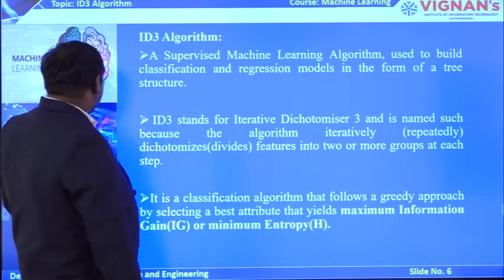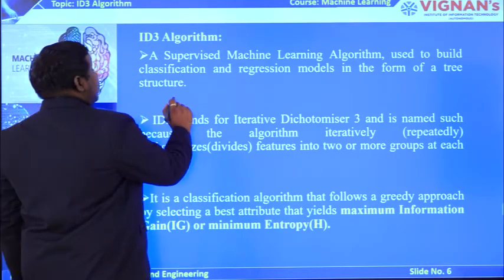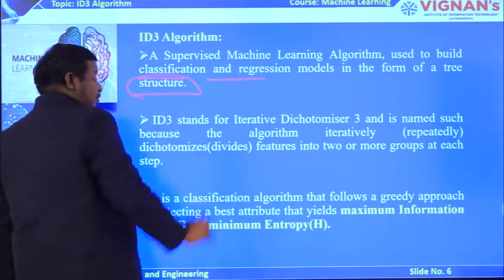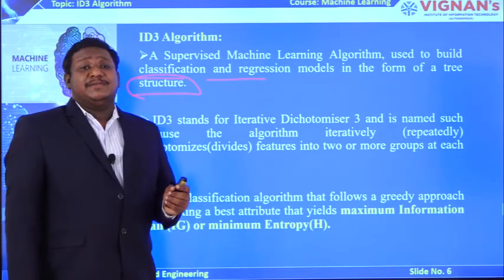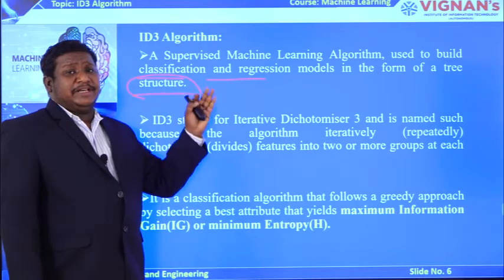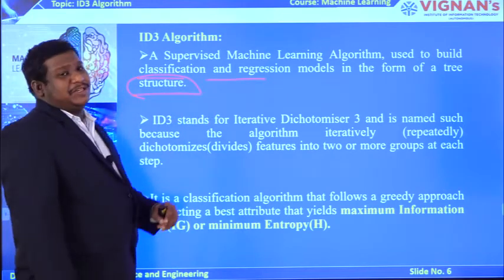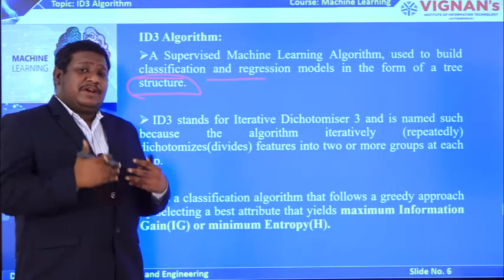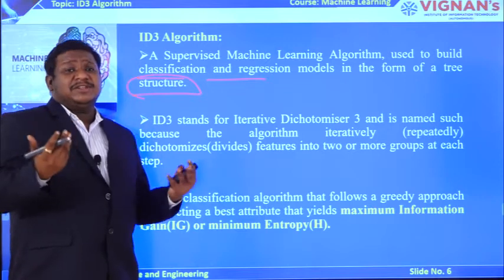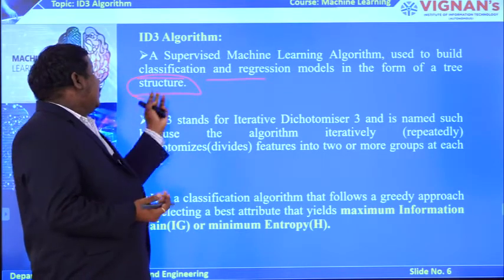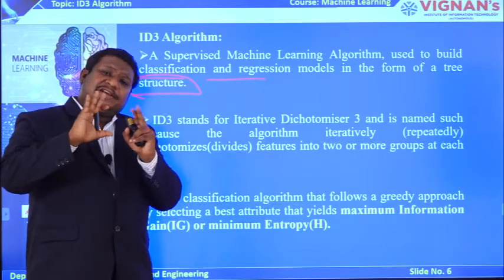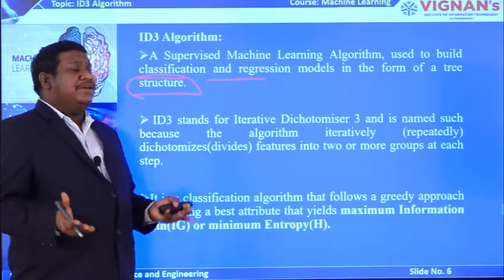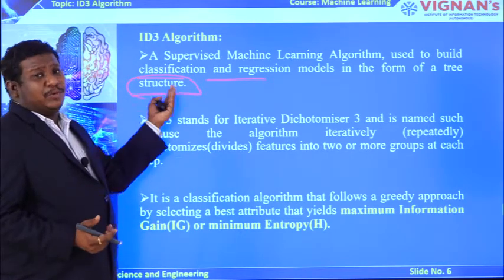Let us see more details about this. ID3 is a supervised machine learning algorithm used to build classification and regression models in the form of a tree structure. So, basically, this ID3 algorithm can be used by machine learning users for classifying things, and similarly for regression models. Whenever you need to represent the data in the form of a tree structure, whether it is for a classification model or a regression model, you can use this ID3 algorithm.